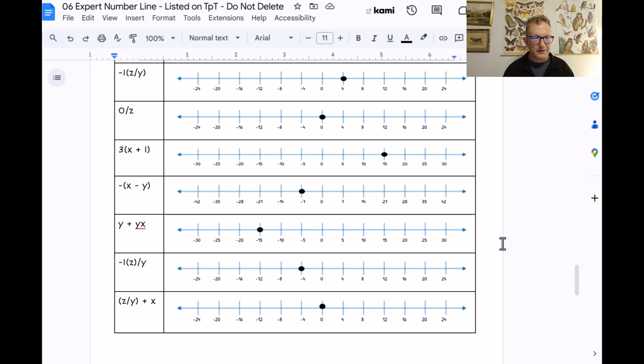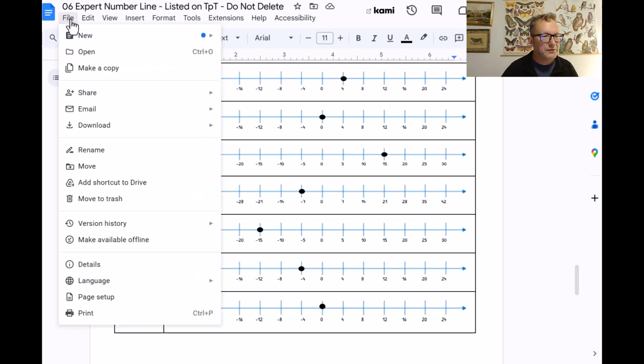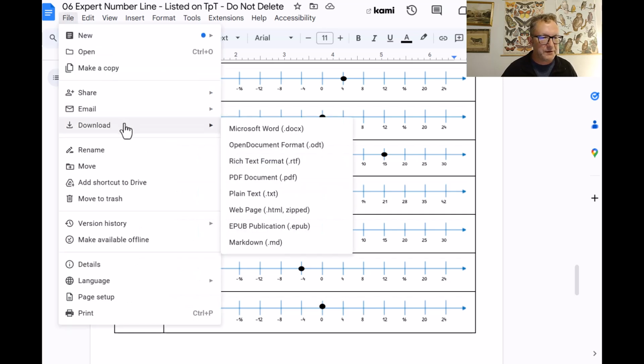So once again, this is only $3. It's a Google document. If you need it in a Microsoft Word format, you come over to download Microsoft Word. If you're good with how it is and you want to upload it to a learning management software, you can save it as a PDF.